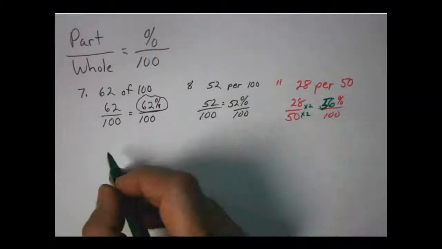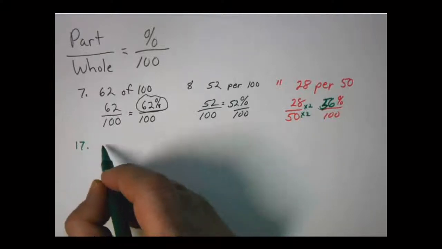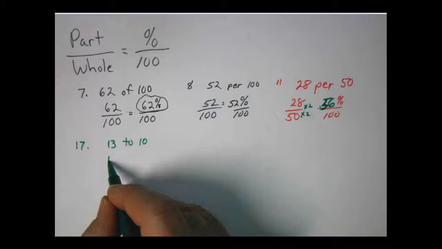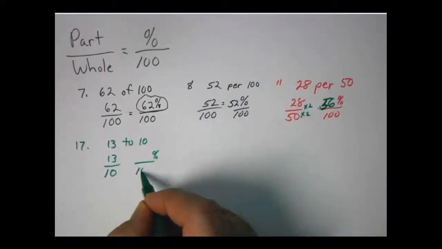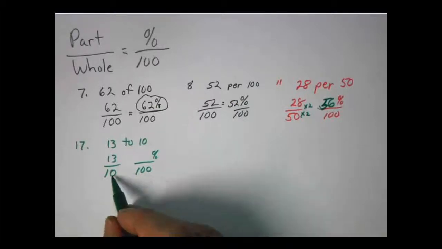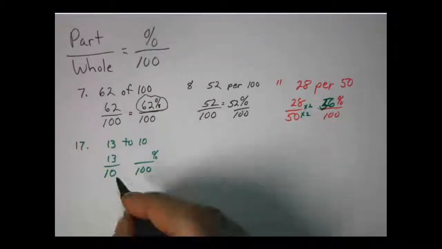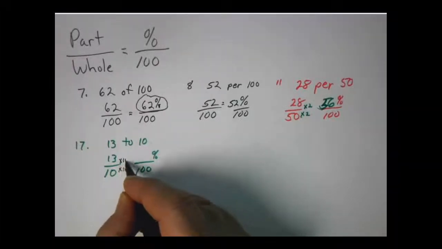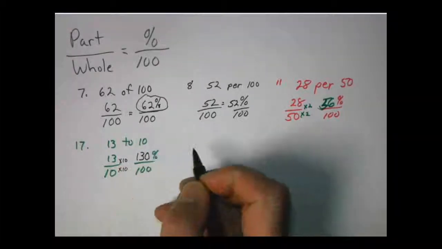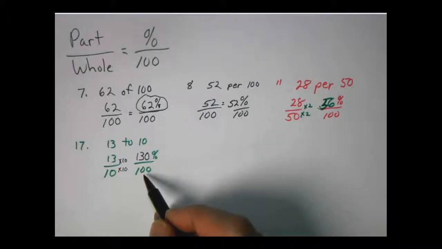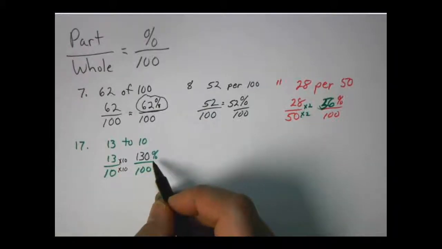So let's go moving down the page a little bit. Problem number 17. We have 13 to 10. So we set it up in our fraction form. Again, percents are going to go over 100. Again, what do we need to do to 10 to get to 100? We need to times it by 10. Do it to the bottom, do it to the top, and we have 130. The number is larger. We don't reduce though. Percents can be larger than 100. That's okay. We just leave it alone.